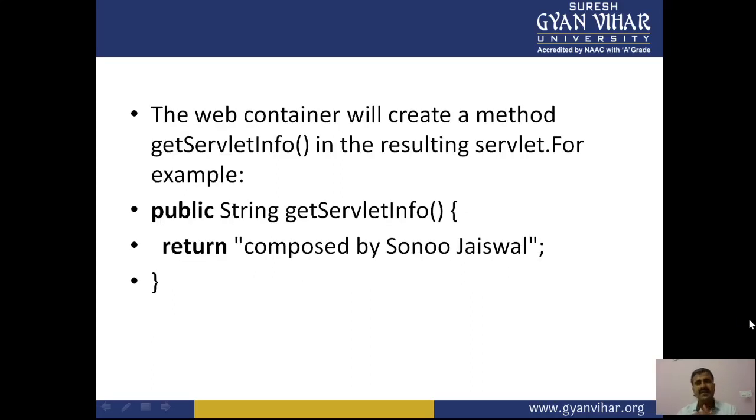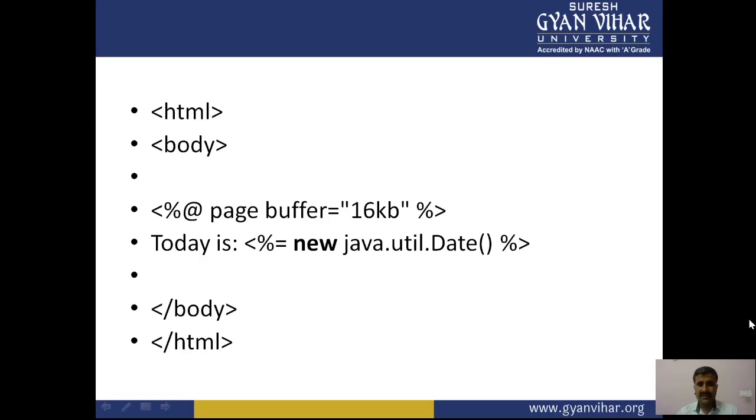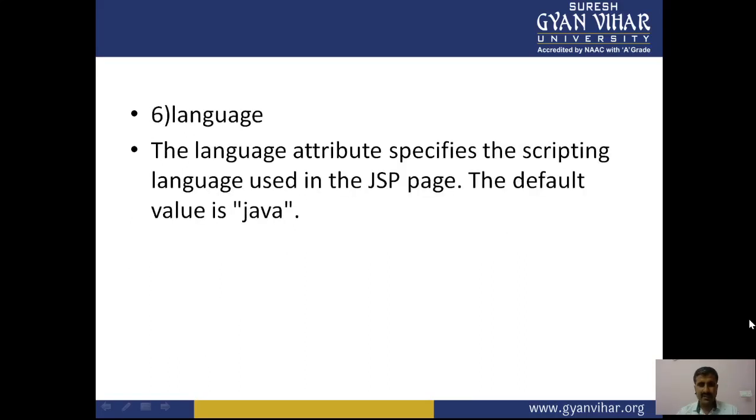The web container will create a getServletInfo method in the resulting servlet. For example, String getServletInfo returns a value composed by Sonu Jaiswal, like that. The buffer attribute sets the buffer size in kilobytes to handle output generated by the JSP page. The default size of the buffer is 8 KB. An example of the buffer attribute is like that.